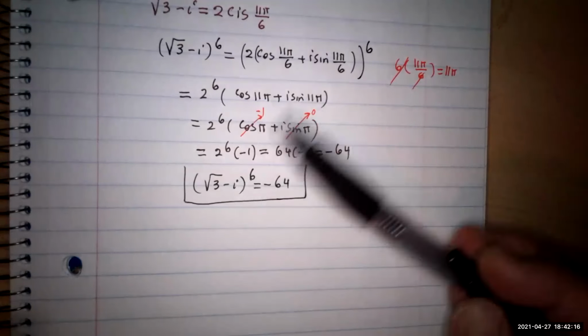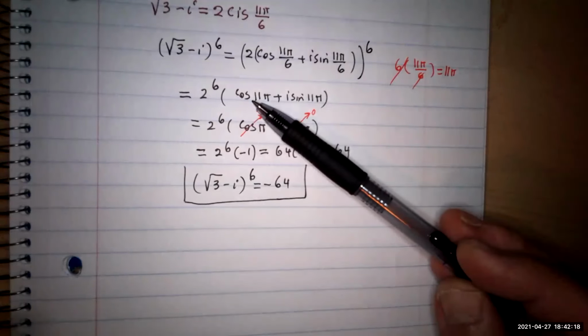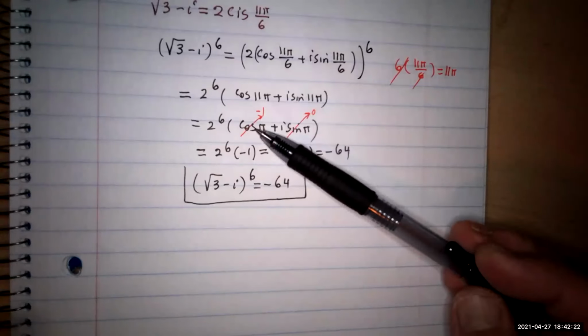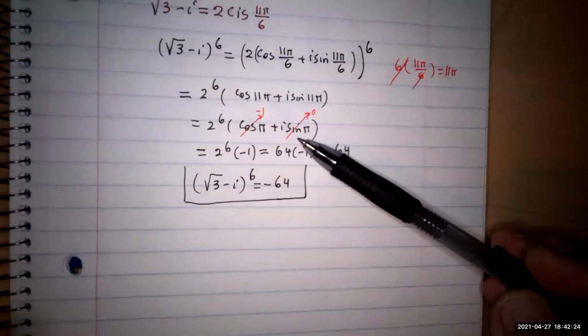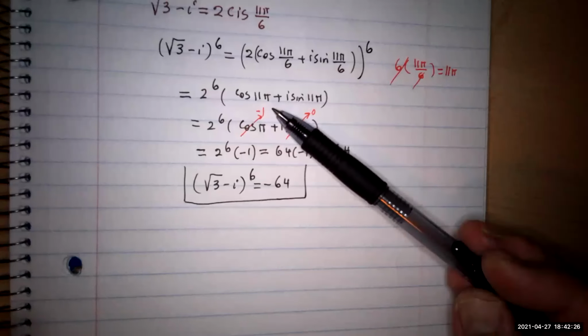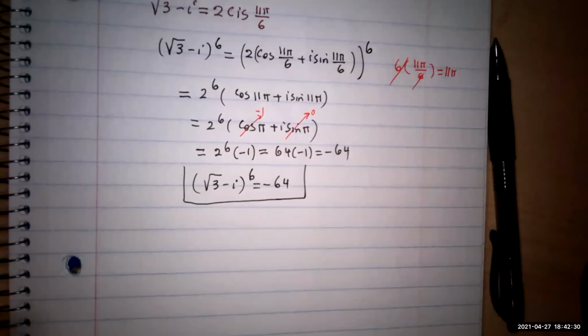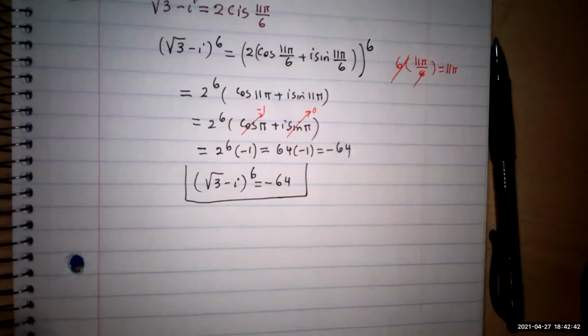You can leave it because you know that cosine is periodic, so you can forget about the period. That gives you pi, and this would be pi. Sine of pi is 0, cosine of pi is -1. So the final answer is -64. Any questions? That would cover that section that we did. So one is straightforward, the other one you have to get yourself.